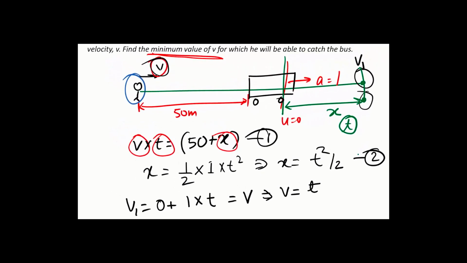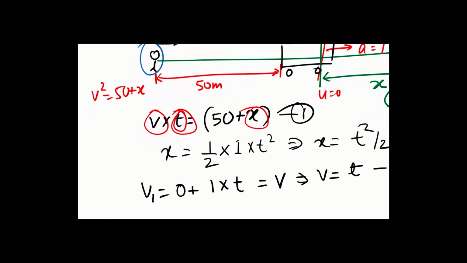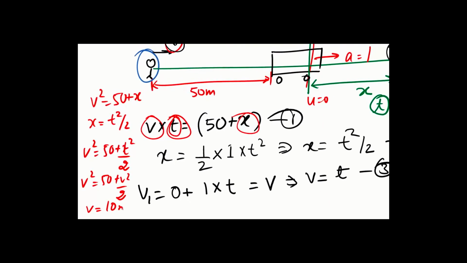Now let's try to solve it. So v into t equals 50 plus x, x equals t square by 2, and v equals t, that is my third equation. So what do we need to find? We need to find v. So let's replace t with v. Here I can see t, so this will become v square equals 50 plus x. That is the first equation, right? Here x equals t square over 2. So v square equals 50 plus t square over 2, and t is also equal to v, so v square equals 50 plus v square over 2. That gives us v equals 10 meters per second.